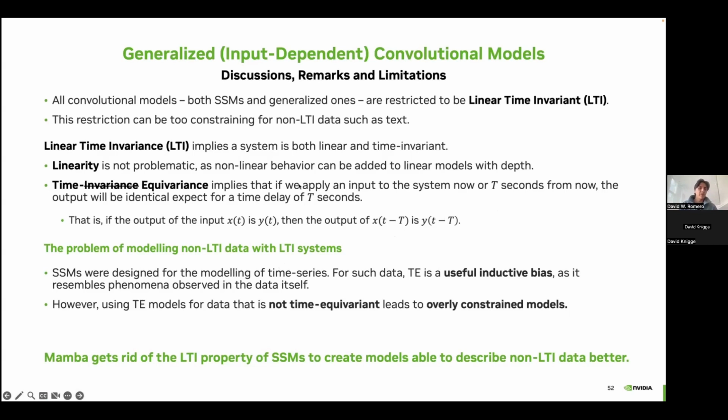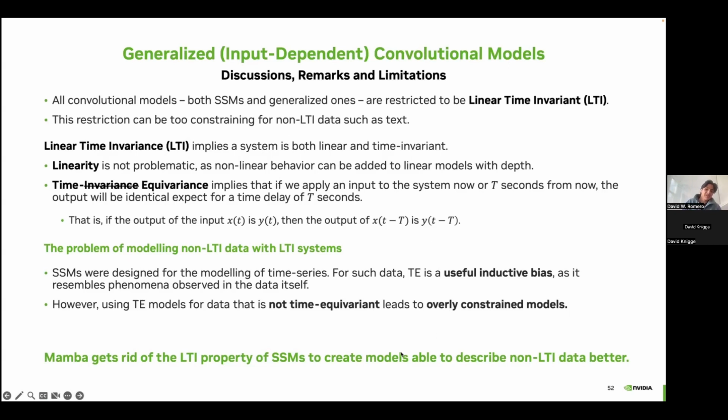This is important because some data, actually a lot of discrete data, is not LTI. For instance, text, right? In text it is not the same. The position where the token comes is quite important. It's not only based on the relative positions, it's based on the absolute position that it has within a sequence or a text or something like that. And so text is not LTI.